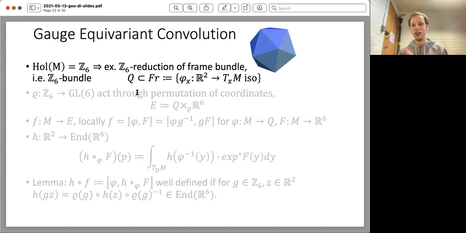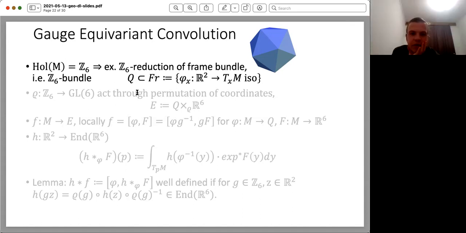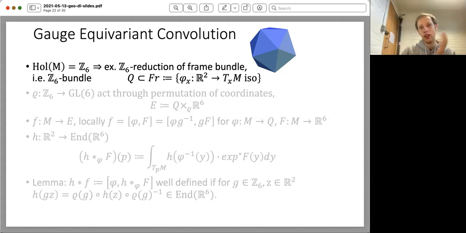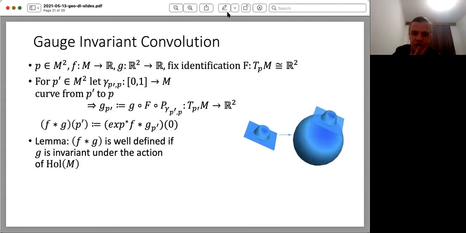Sorry, Daniel, can I ask you a short question? There is a question in the chat. Maybe you can see it. Yeah, sorry, I cannot see that. The question is, should you identify the tangent space TPM with R2 by an orthonormal basis or just randomly? So should it be like an isometry or just any linear isomorphism? Or is it important?